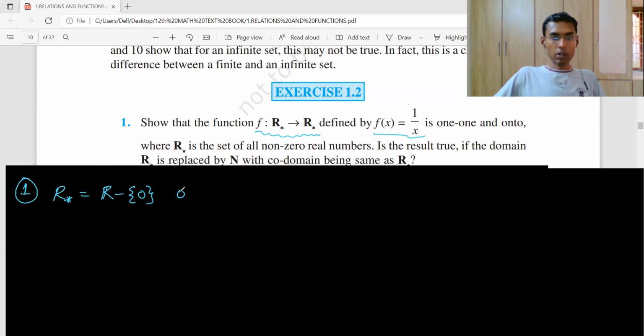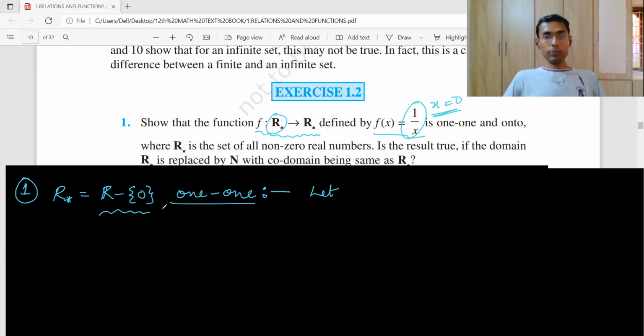So how do you show one-one? See, here in R star, zero is not there. Why non-zero real numbers? Because if x is 0, 1 by x will not be defined. Therefore, the domain is all real numbers but 0. Is that okay? Yes, sir.